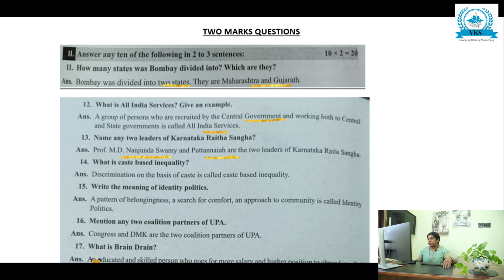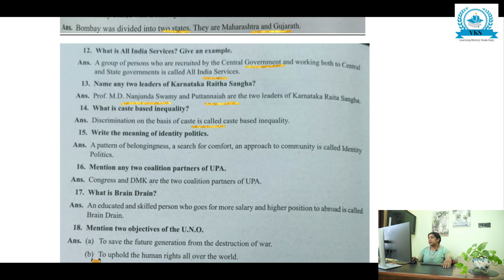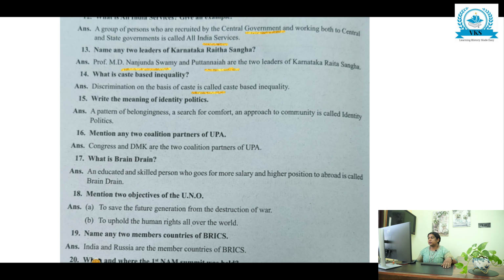What is caste-based inequality? Discrimination on the basis of caste is called as caste-based inequality. What is the meaning of identity politics? A pattern of belongingness, a search for comfort, an approach to community is called as identity politics. Mention any 2 coalition partners of UPA. Congress and DMK are the 2 coalition partners of UPA.